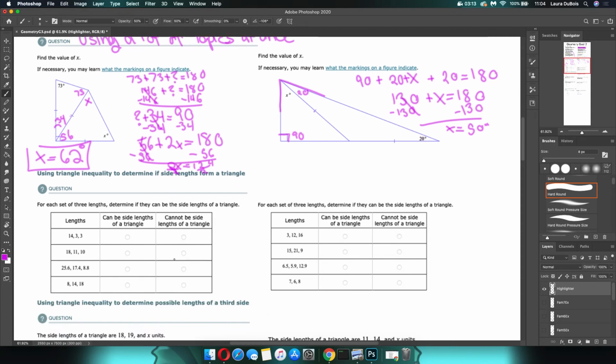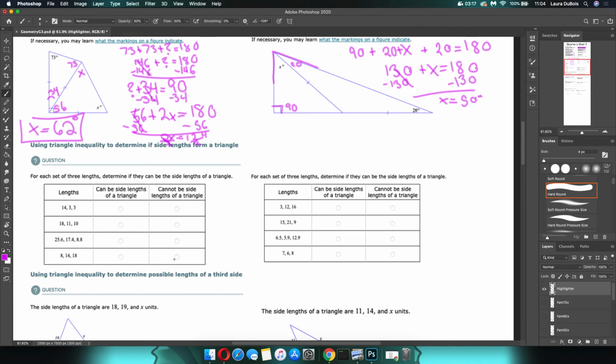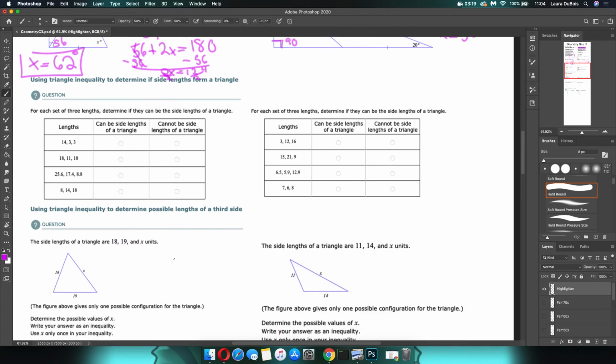Next up, we went from one that's, I'll put it at a medium, debatably hard, but more of a medium. And now let's take something that's easy. Triangle inequality to determine if the side lengths form a triangle. What you're doing is you're taking your two smallest numbers, you add them up, and it has to be greater than your third number. So 3 plus 3 is 6. Is 6 greater than 14? No, so this can't be a triangle.